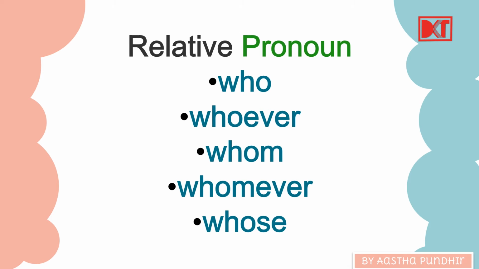Here we have relative pronouns. Now, relative pronouns are sometimes used as conjunctions. So I've just given a slide for that, like who, whoever, whom, whomever, whose. These are relative pronouns. We did them in pronouns. These can be used sometimes as conjunctions, which means these are relative pronouns, but they do the job of a conjunction as well sometimes. All right.